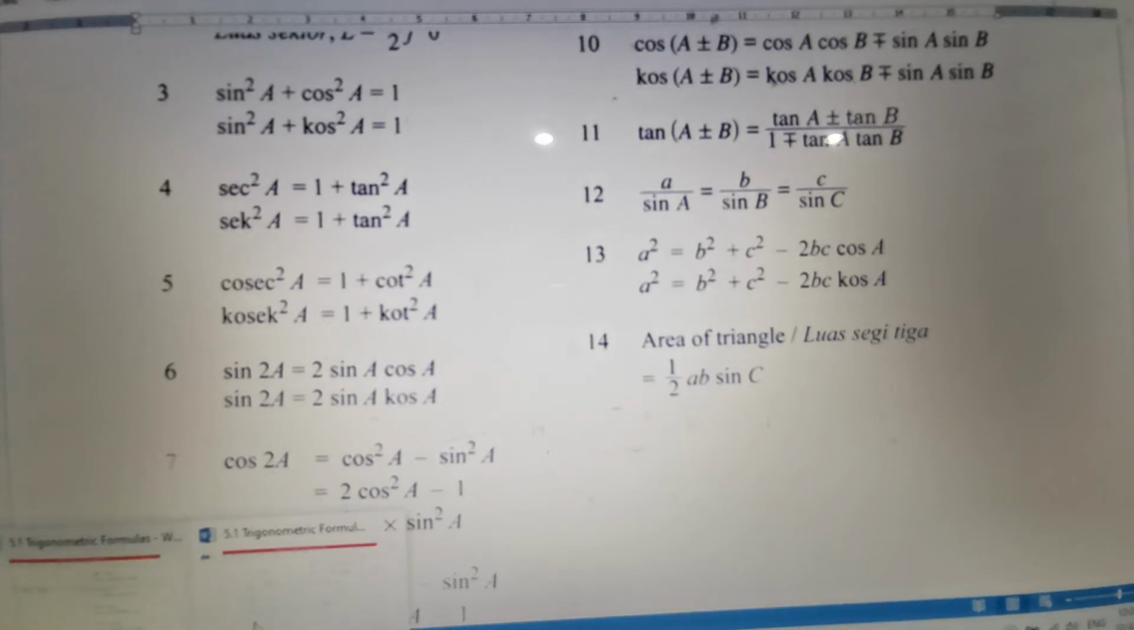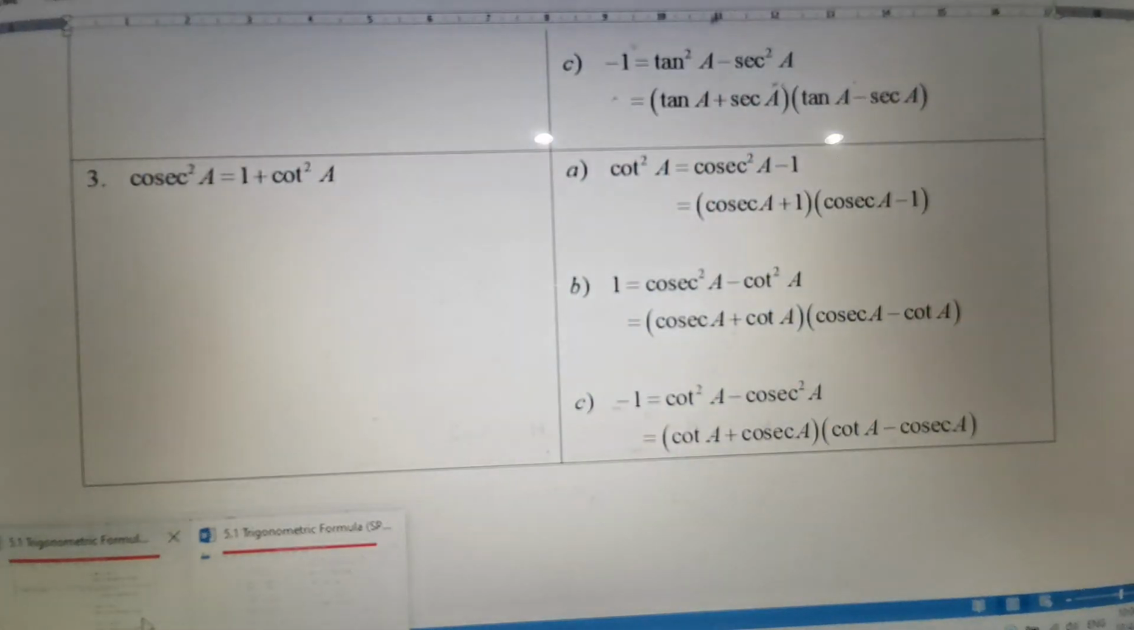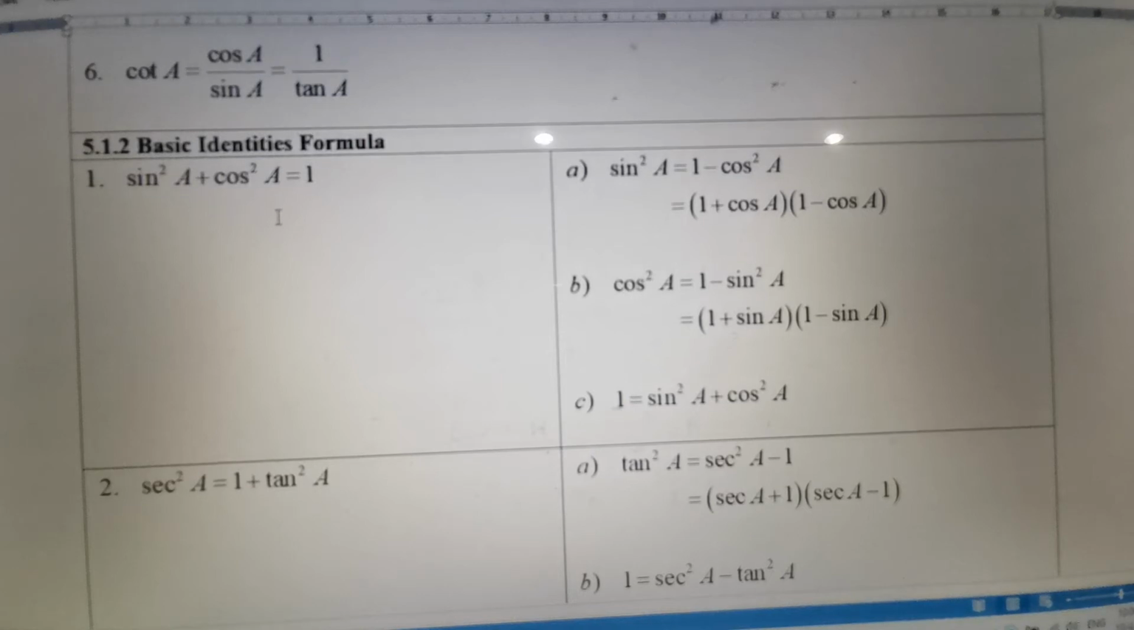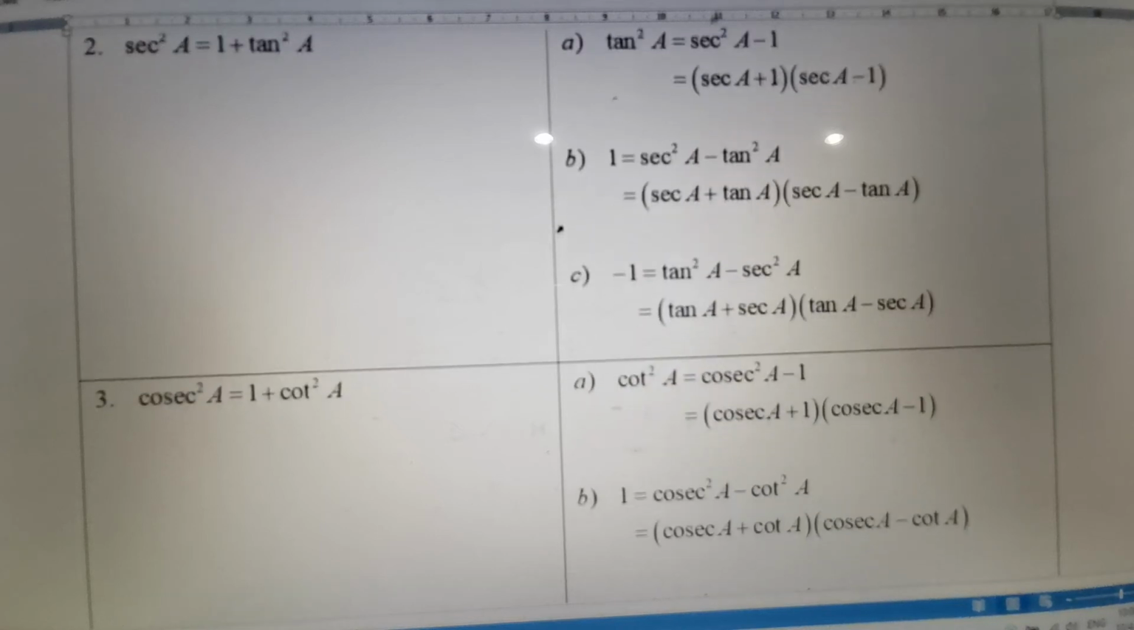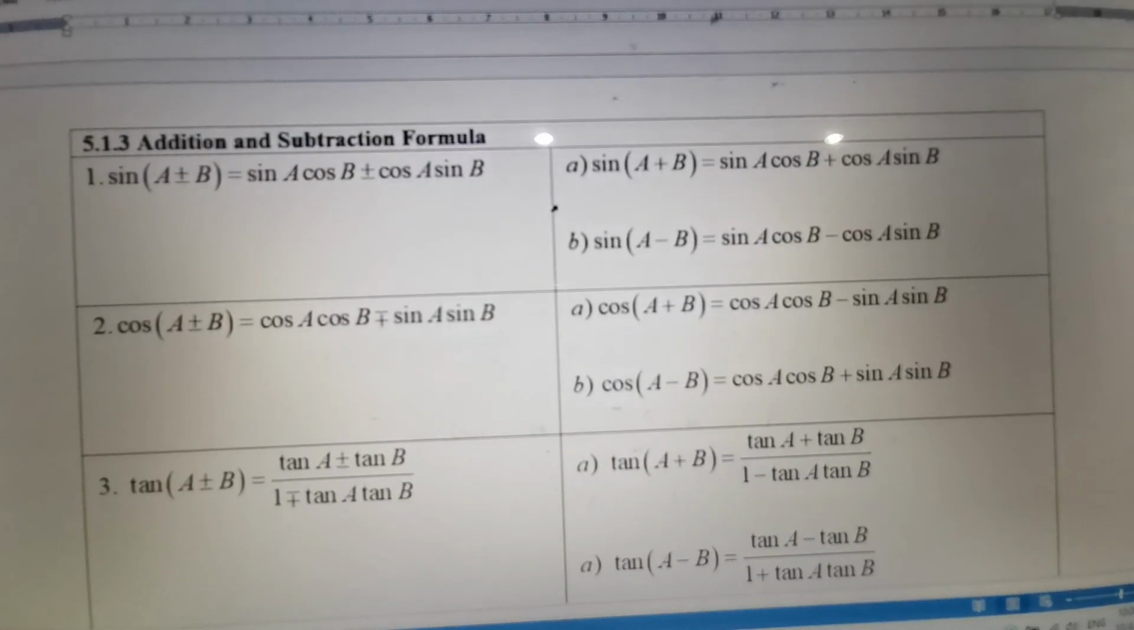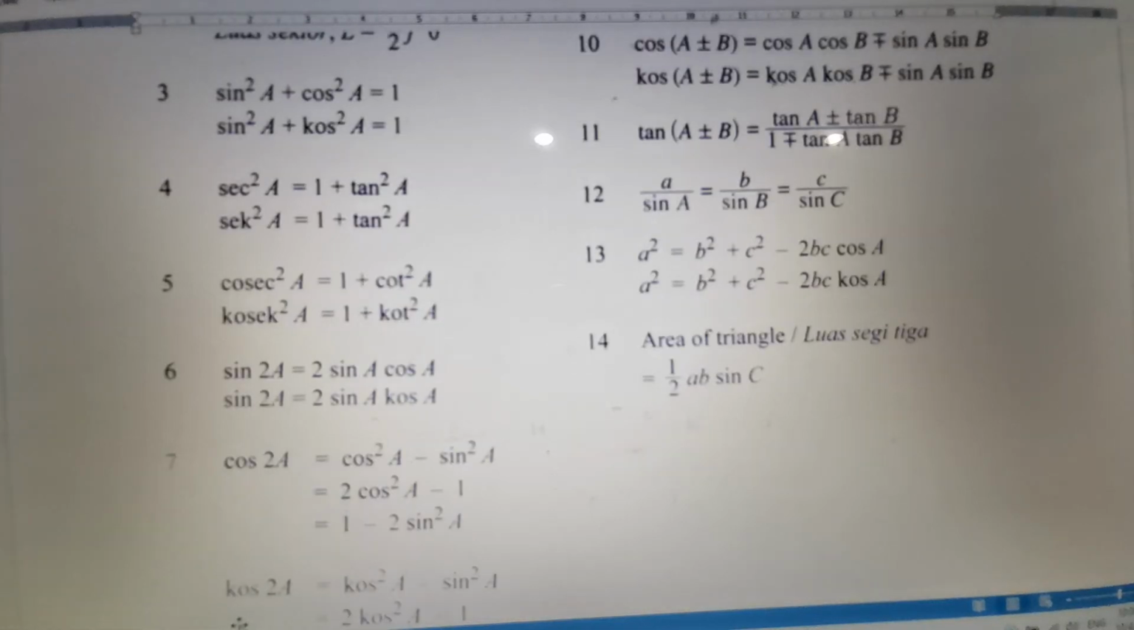Okay, you need to do some analysis and don't get confused. Only these 3 are the basic identities. All these on your left hand side are your alterations. Okay, and then the addition formula. There are 3 formulas here. You can see in your formula list now.